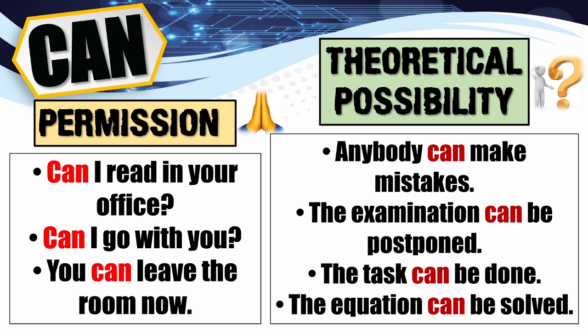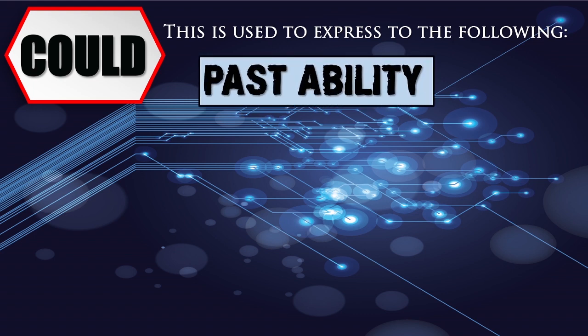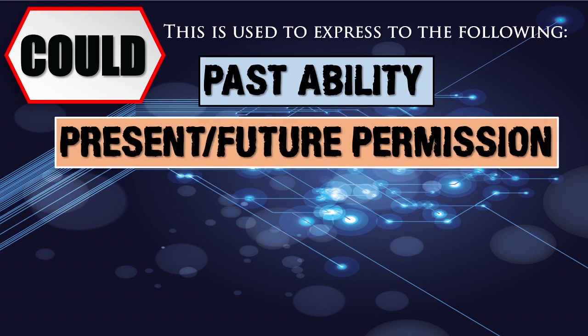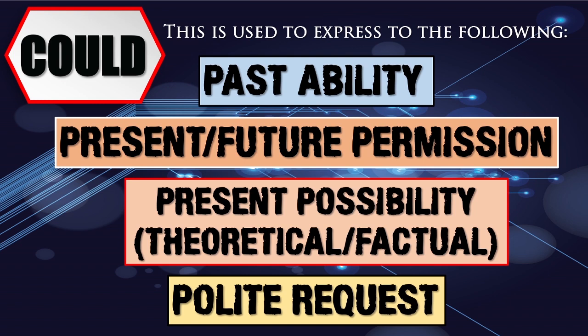Let's go on to look at the next type of modal auxiliary verb, and that is the verb could. We use could to express the following: past ability, present or future permission, present possibility, either theoretical or factual, and finally, we use could to express polite request. Let's go on to see some examples.